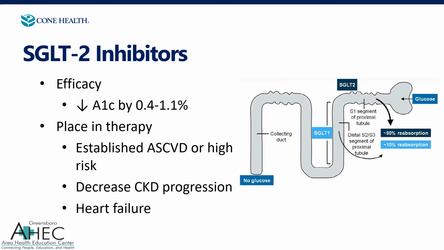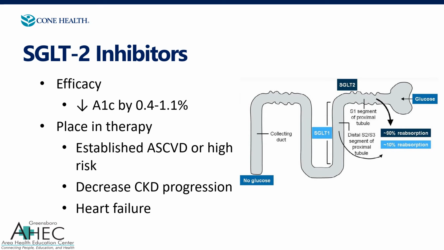SGLT2 inhibitors work by inhibiting, like the name, the SGLT2 or sodium glucose cotransporter 2 in the proximal tubule. So here you can see the location of the proximal tubule in this graphic. And inhibiting this transporter prevents the reabsorption of glucose and thus increases the excretion of glucose in the urine. So essentially, instead of reabsorbing that sugar in the blood through the kidney filtration system, the patient will pee out the glucose instead. And as this glucose is excreted, then the blood glucose levels will decrease.